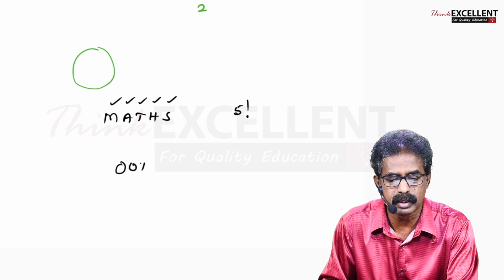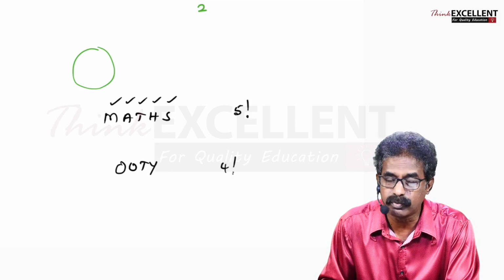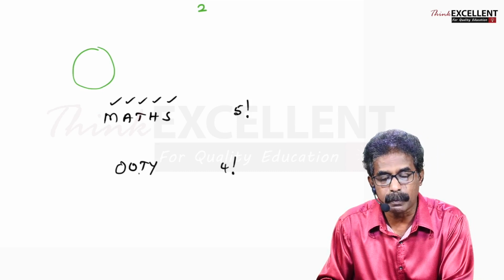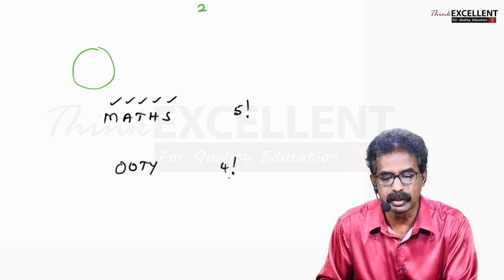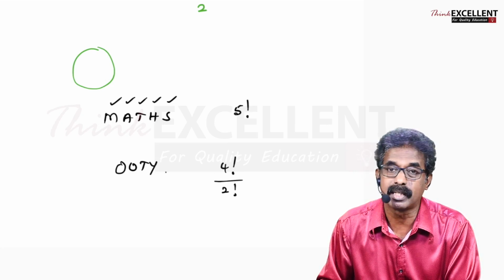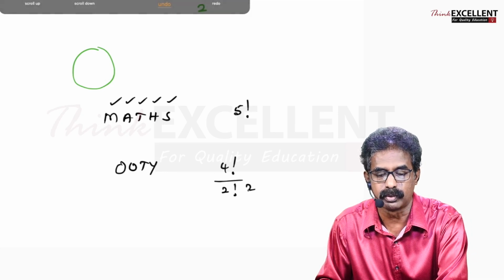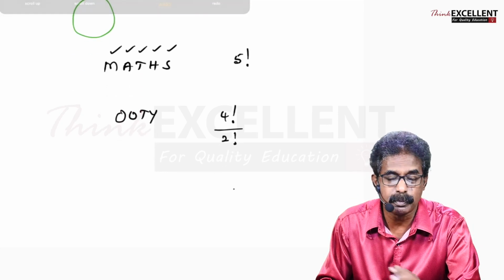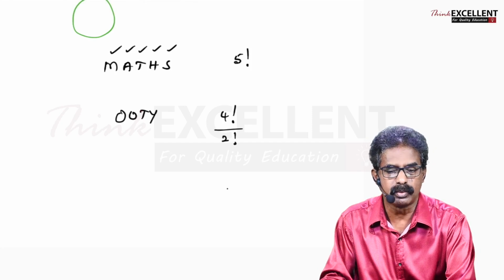Suppose I am taking OTTO. How many letters are there? 4 letters. So those 4 letters can be arranged in 4 factorial ways. If there is no repetition, that's your answer. But here, O repeats 2 times, right? So in the denominator you write 2 factorial. Suppose another letter, T, repeats 2 times, then another 2 factorial. Okay, like that you have to do. More sums I'll help you with in some other video. Here, mainly the concepts: what are the formulas and how to use them.